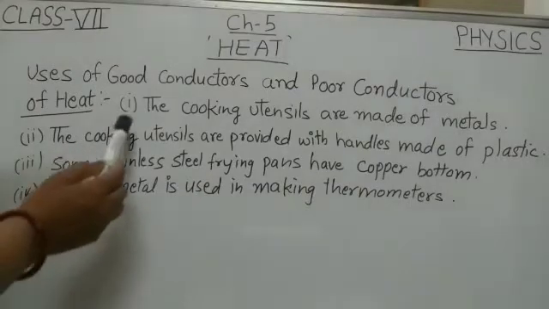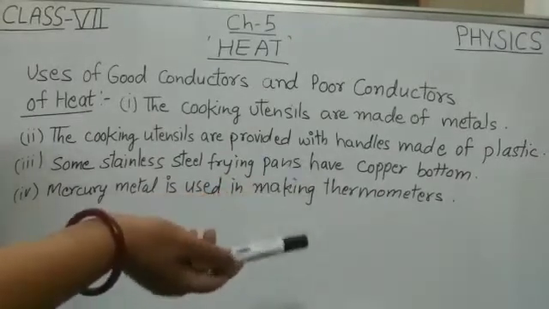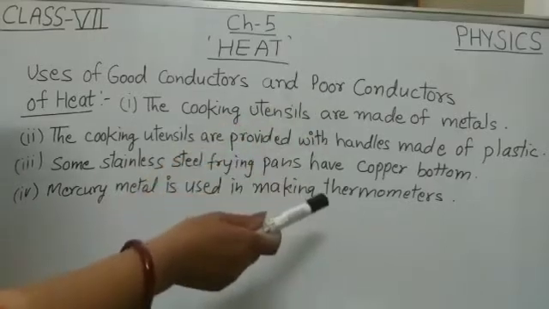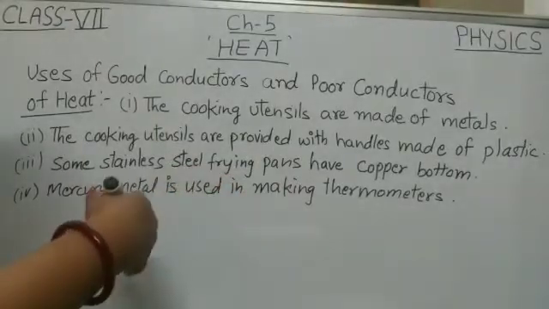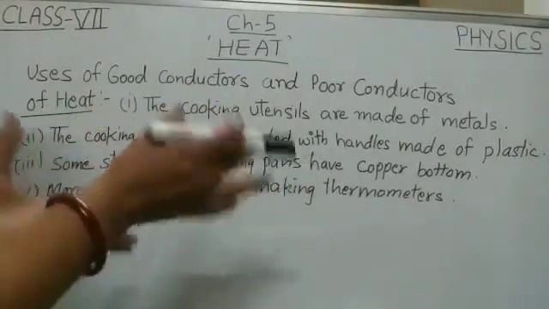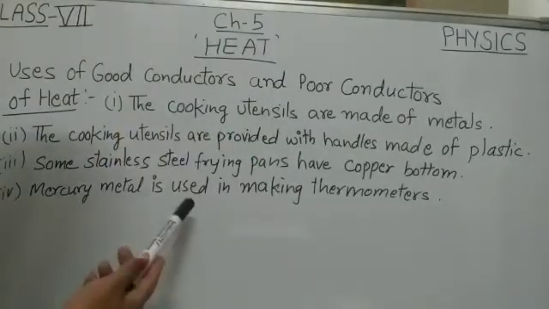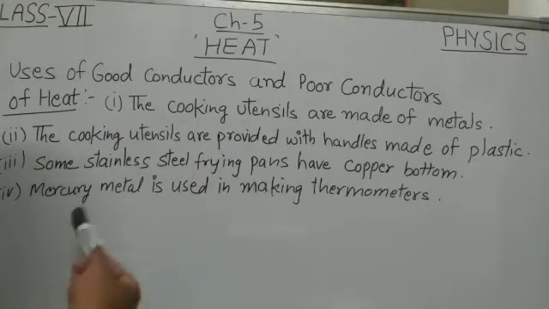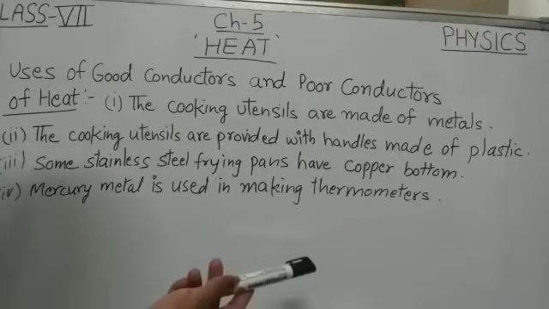Now the third one is, some stainless steel frying pans have copper bottom. So what is the reason? The reason for this is that copper metal is a much better conductor of heat than stainless steel, due to which it can transfer the heat of the gas stove burner to the food kept inside much more quickly. Next one is, mercury metal is used in making thermometers. This already you have learned in clinical and laboratory thermometer. Why mercury is used? Because mercury is a good conductor of heat.